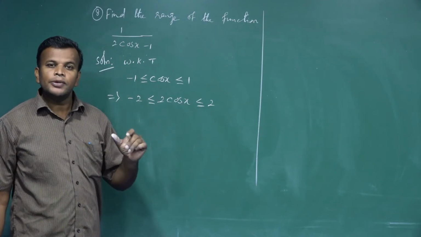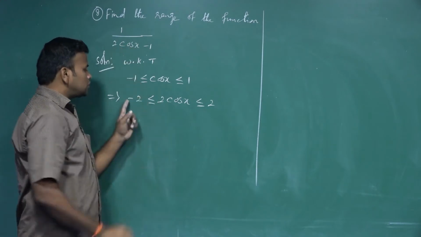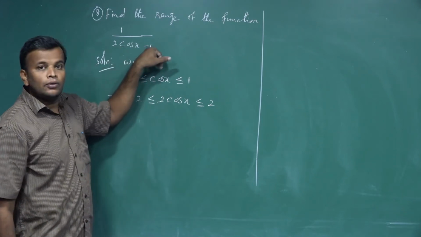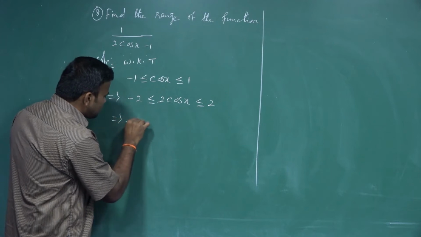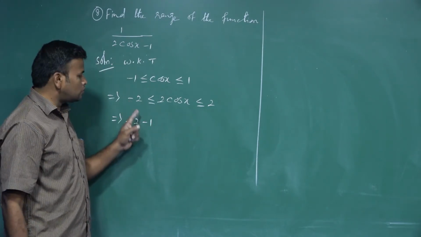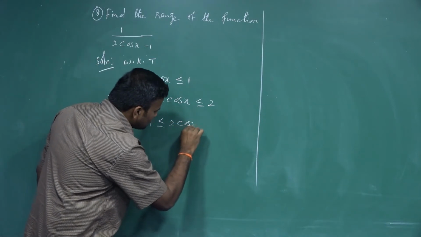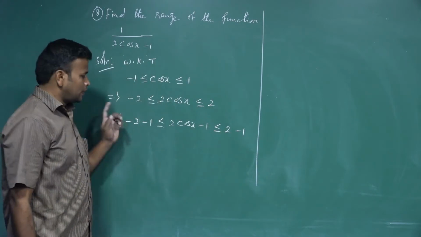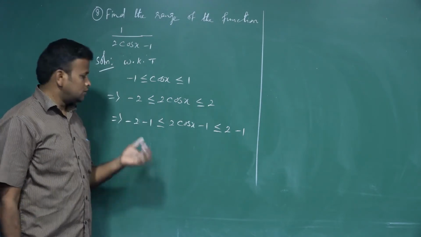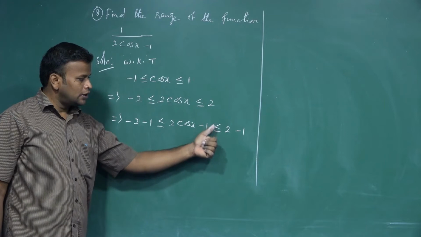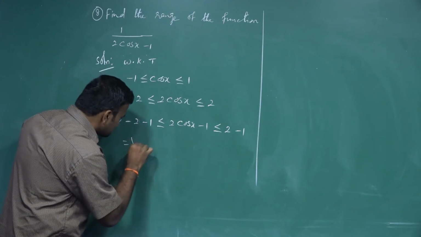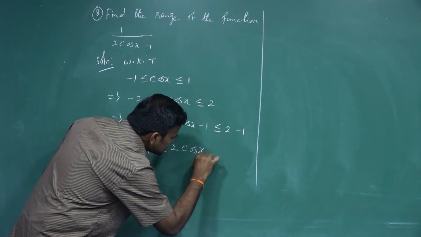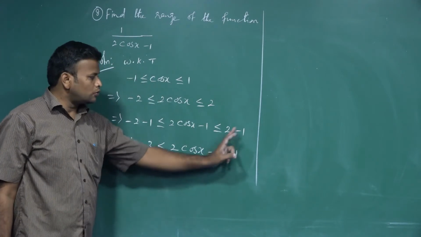What is the reason we multiply by 2? Because cos x is multiplied by 2. So I multiply by 2 on all sides. Next we see the question again. This 2 cos x has 1 subtracted. So the next step is to subtract 1 on all sides. So minus 2 minus 1, less than or equal to 2 cos x minus 1, less than or equal to 2 minus 1. We subtracted 1 in all three parts. Minus 2 minus 1 is minus 3, less than or equal to 2 cos x minus 1, less than or equal to 2 minus 1, which is 1.